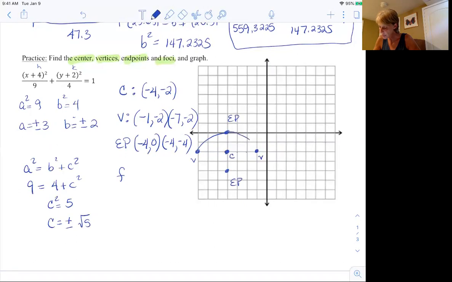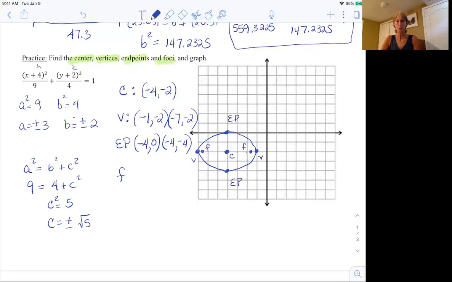Similar to yesterday, I'm going to connect my dots. Now I'm going to plot my foci. Once again, we're moving radical 5 units. So that's square root of 5, which is in between 2 and 3. 2 and a little bit.